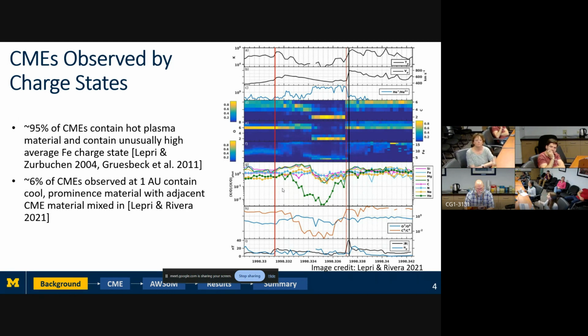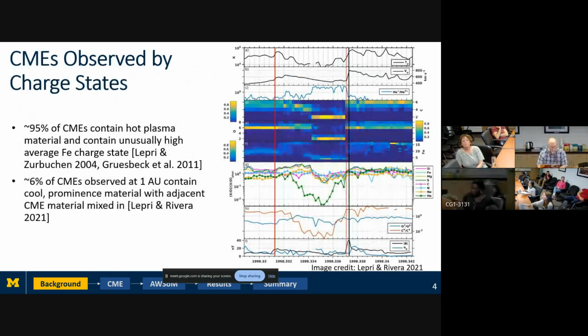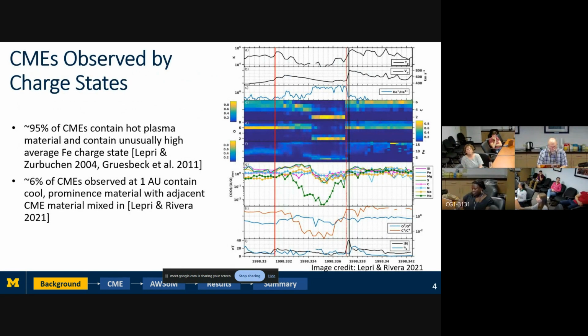And only about 6% of CMEs observed at 1 AU with ACE contain this cool prominence material. And then often it has adjacent material mixed in, as you can see here in the carbon and the oxygen and also the iron. So, that leads to a lot of questions about why this is happening and such.